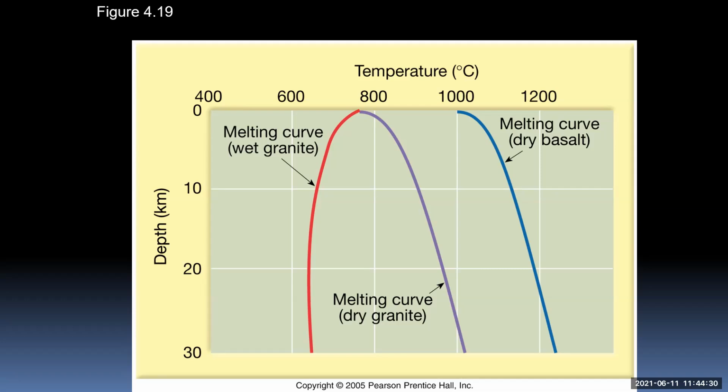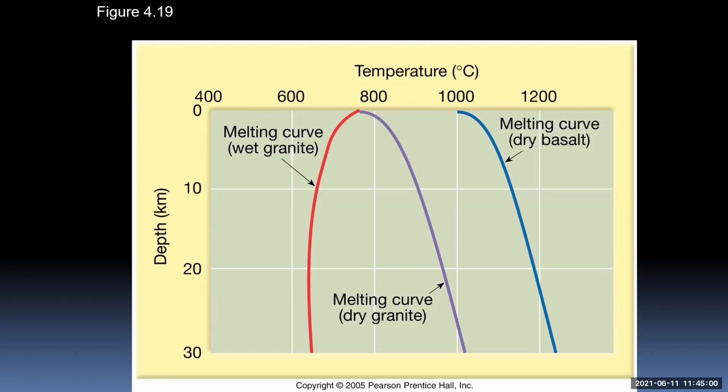The purple curve there shows the melting curve for dry granite. That is for granite that doesn't have any water in the vicinity. We see that the temperature for that granite goes up, right? That is, the temperature required to melt that granite goes up with depth, and that's because pressure is increasing. Increasing pressure is going to hold that dry granite together at higher and higher temperatures.